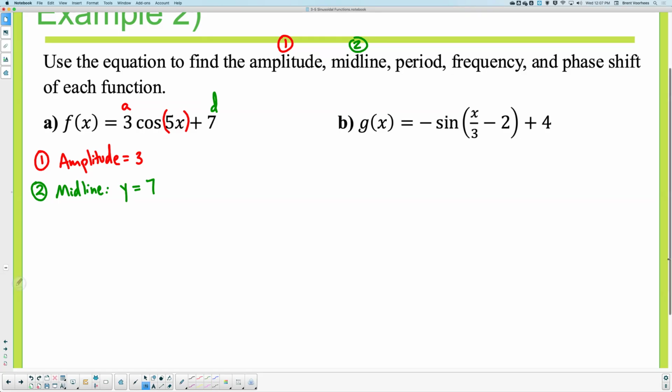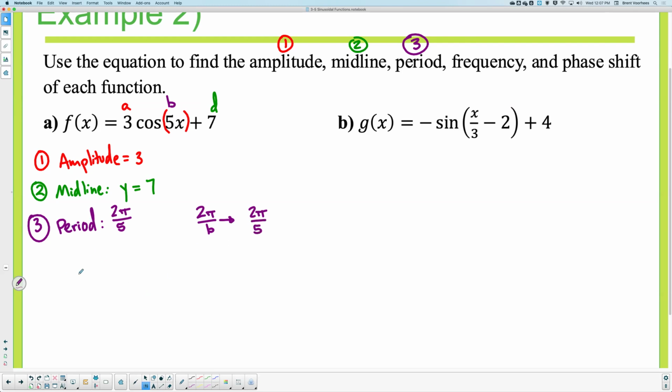Okay, how about the period? How do you find period if you don't have a picture? Use the formula 2 pi over b. The formula for period is 2 pi over b. So what is our b in this problem? 5. It's 2 pi over 5. That doesn't reduce, does it? So it's just 2 pi over 5. I'll go ahead and put the formula here so you know it's 2 pi over b. So that's why it's 2 pi over 5.